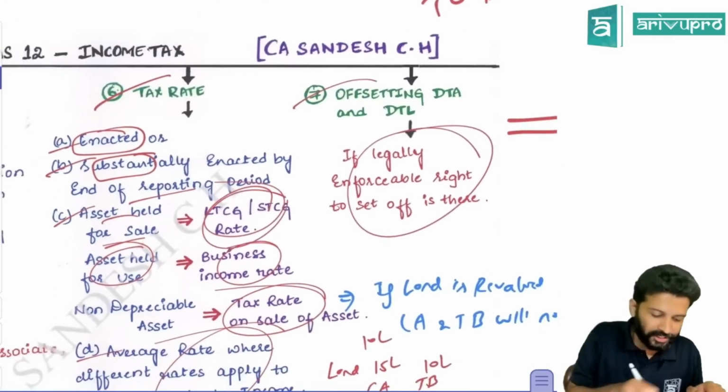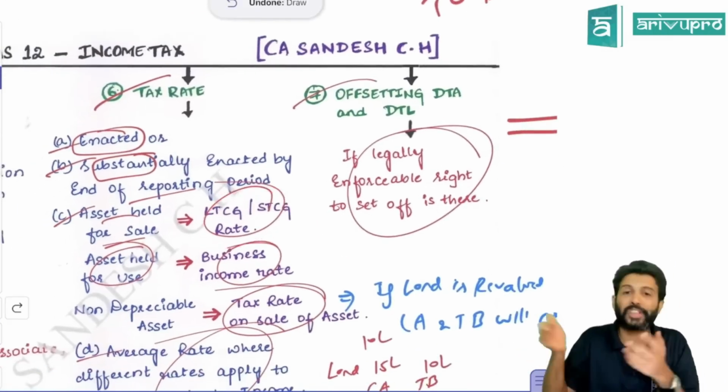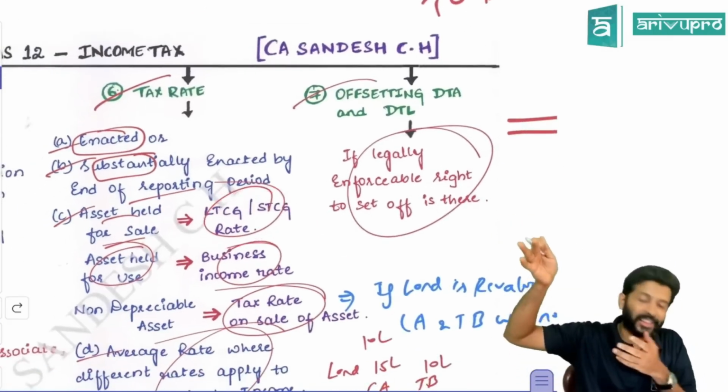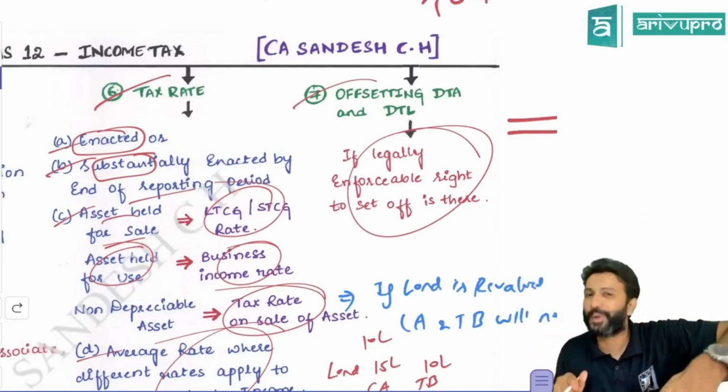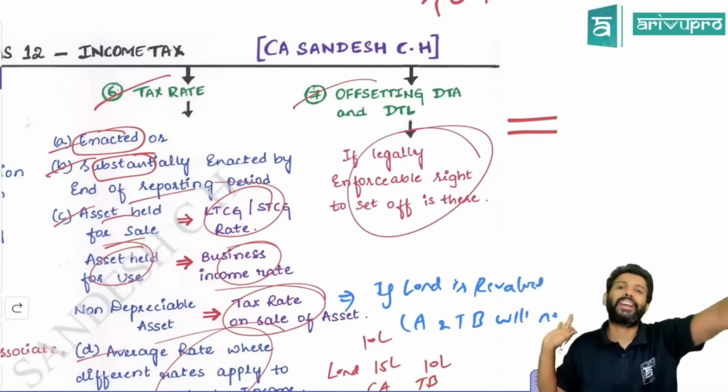Like we have LTCG gains. Can you set off with casual income or another one? Obviously we have set off and carry forward rules, right? So you can't violate those rules.